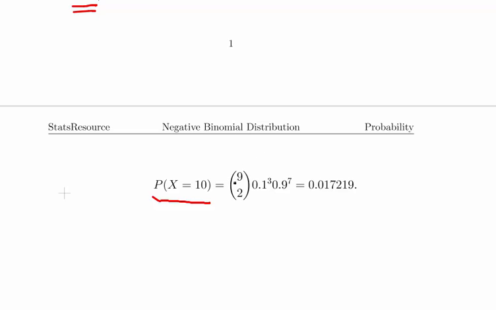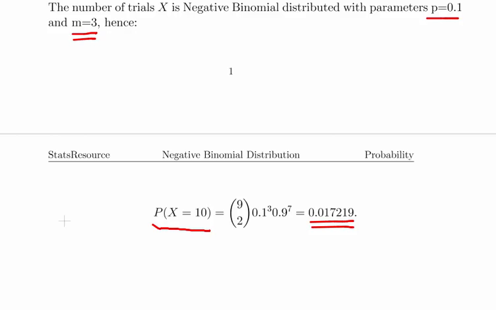So that is N minus 1 choose M minus 1. So 9 choose 2. That's 10 minus 1 choose 3 minus 1, times 0.1 to the power of 3 times 0.9 to the power of 7. And that actually works out to be 0.0179%. So essentially, very rarely is he going to sell that many encyclopedias that quickly.